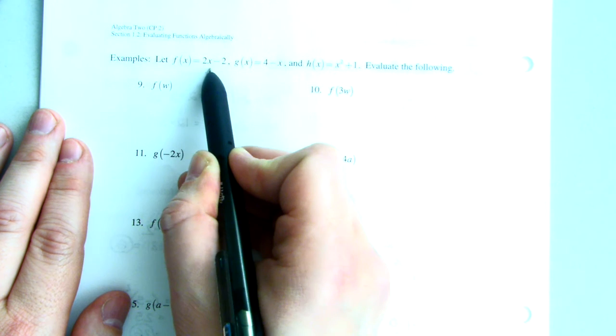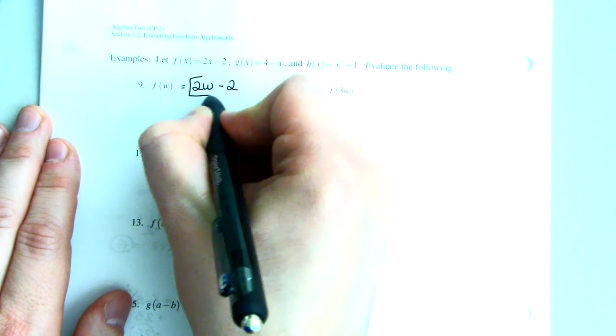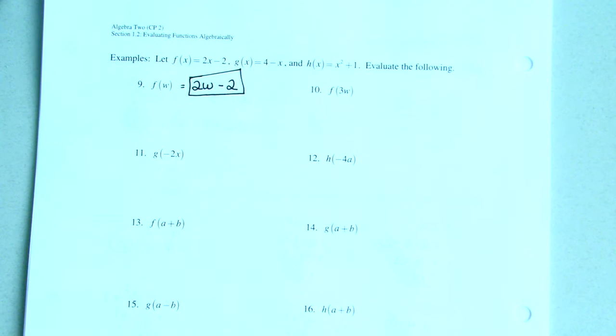Well, if number 9 asked you to find f of 3, you would plug in a 3 where the x is. It's asking us to find f of w, so I'm going to plug in a w where the x is. When I do that, I'm going to get 2 times w minus 2. There's nothing more you can do with this. So I'm going to put a box around it and be done. f of w is just 2w minus 2.